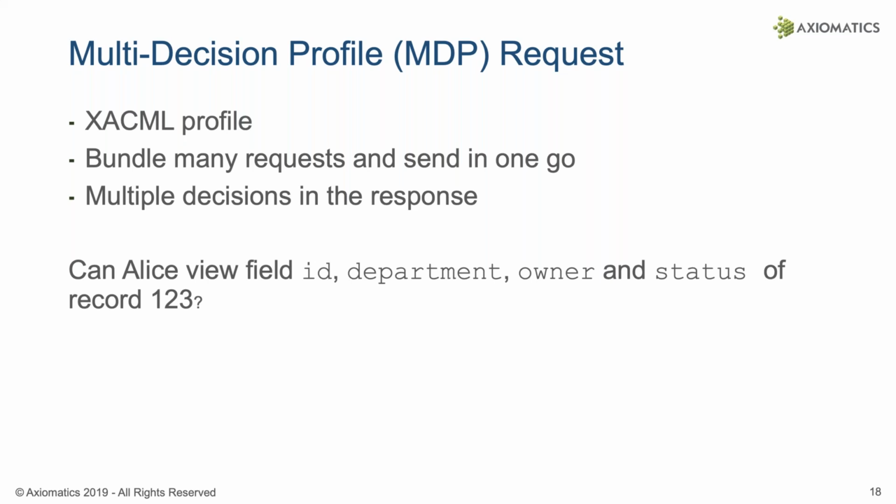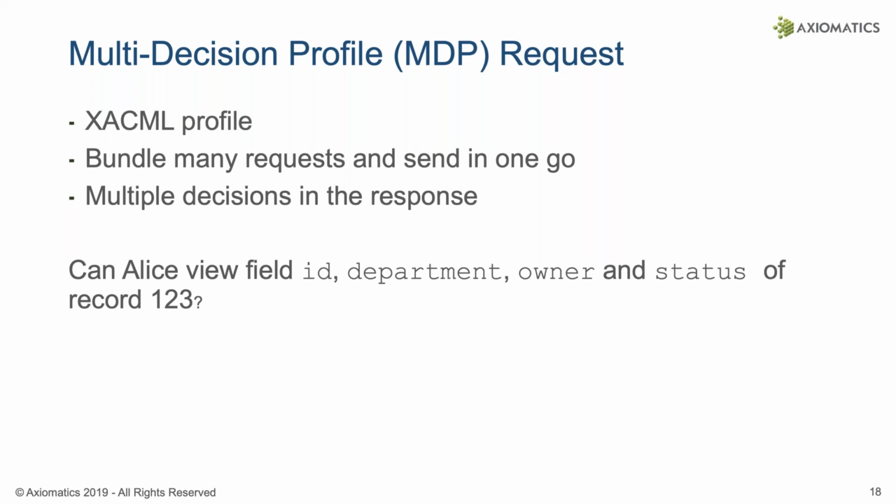you can ask all of these 4 questions in one go. Can Alice view field ID and department and owner and status in record 123? And you will get multiple responses back. You might get a permit, permit, deny, deny back, for example. So yes, you can view ID and department, but you got denied for the owner and status fields.